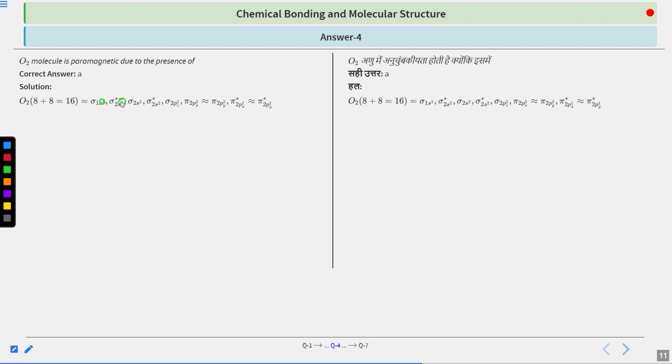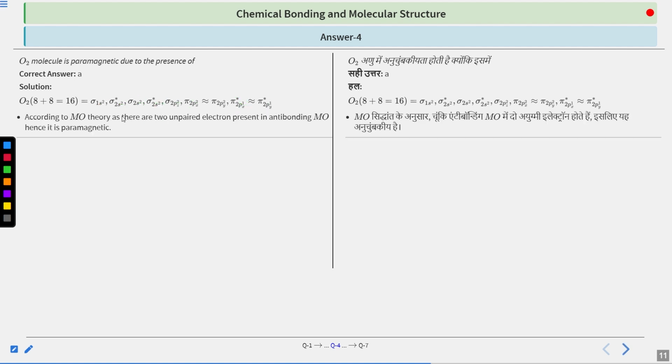There is 1s2, sigma star 1s2, sigma 2s2, sigma star 2s2, sigma 2pz2, pi 2px2, pi 2py2, and pi star 2px1. So this is your unshared pair of electrons that we have. Now, according to molecular orbital theory, there are 2 unpaired electrons present in anti-bonding molecular orbital, hence it is paramagnetic. So paramagnetic substances are attracted by magnets. Since it has an unpaired electron in the pi star 2px of each of these, therefore it will be paramagnetic.